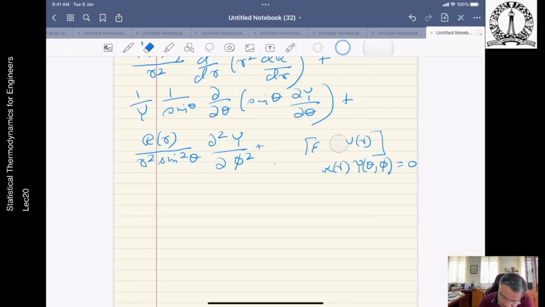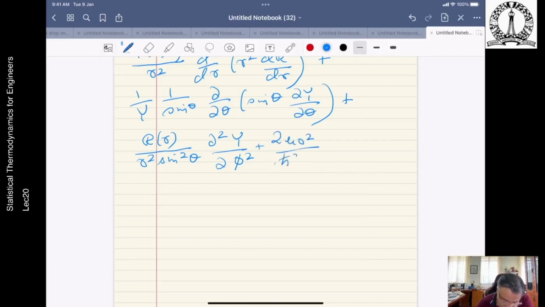Just this expression I wrote it down. Just a second. So this becomes 2 mu r squared divided by h bar squared, and r is equal to 0. Okay, so that's the total expression.